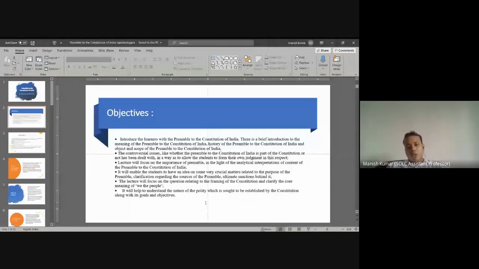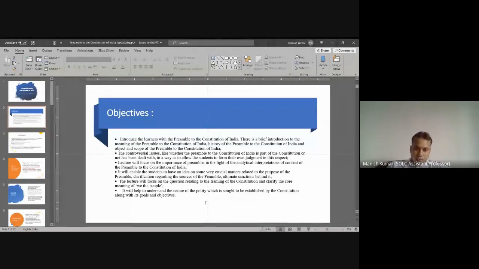Preamble जो है वो Constitution का part है या नहीं है. ये जो controversial issues हैं और जो भी आए हैं अभी तक, will deal with that in a way as to allow the students to form their own judgment in this respect. And in this way, I will explain, and then you will be able to form your own judgment in this regard.